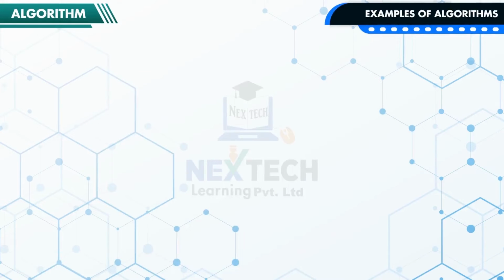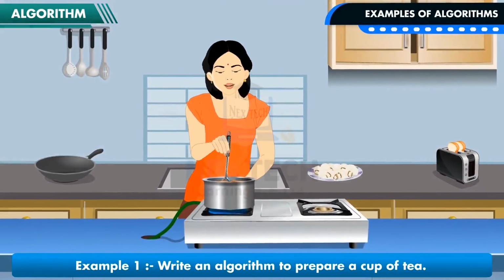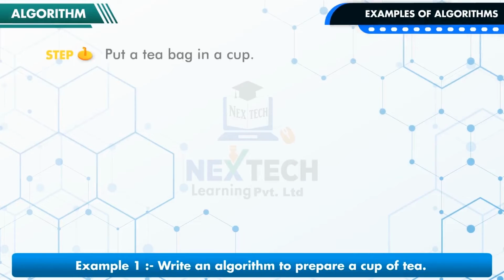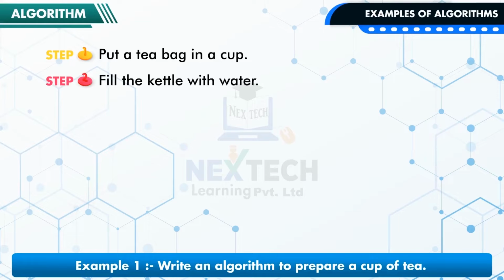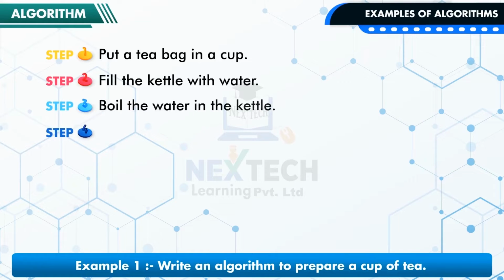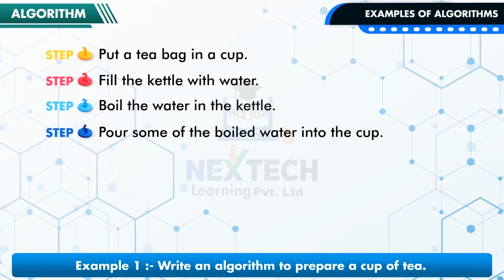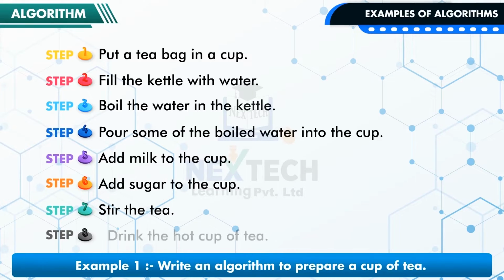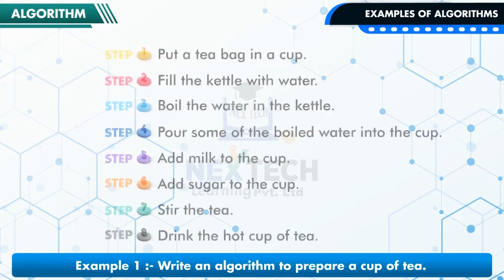Examples of algorithms. Example 1. Write an algorithm to prepare a cup of tea. Step 1. Put a tea bag in a cup. Step 2. Fill the kettle with water. Step 3. Boil the water in the kettle. Step 4. Pour some of the boiled water into the cup. Step 5. Add milk to the cup. Step 6. Add sugar to the cup. Step 7. Stir the tea. Step 8. Drink the hot cup of tea.